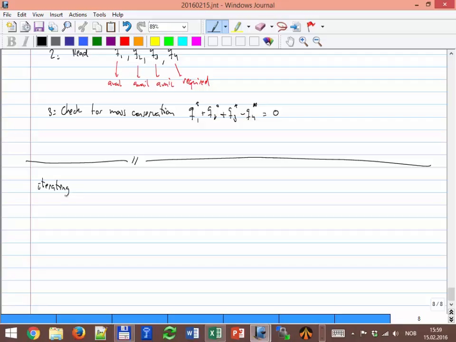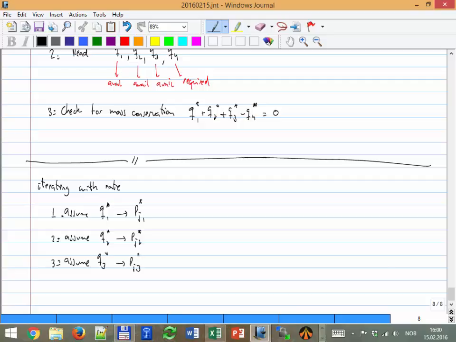Iterating with rate. So we have to assume Q1 star, and then you obtain Pj. In this case, I will call it Pj1, okay? Because not all of them will be the same. Then assume Q2, and then I'm going to get Pj2. Then I assume Q3, and I will get Pj3, okay?